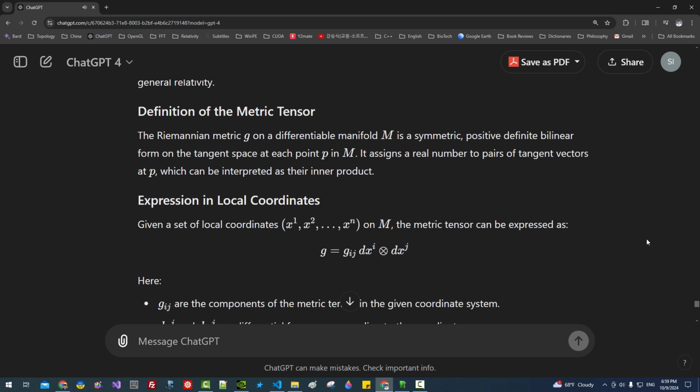The Riemannian metric, g, on a differentiable manifold M is a symmetric, positive definite bilinear form on the tangent space at each point p in M. It assigns a real number to pairs of tangent vectors at p, which can be interpreted as their inner product.